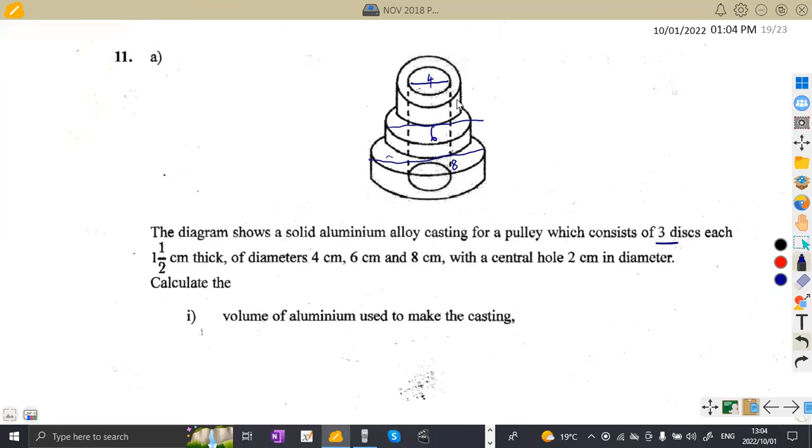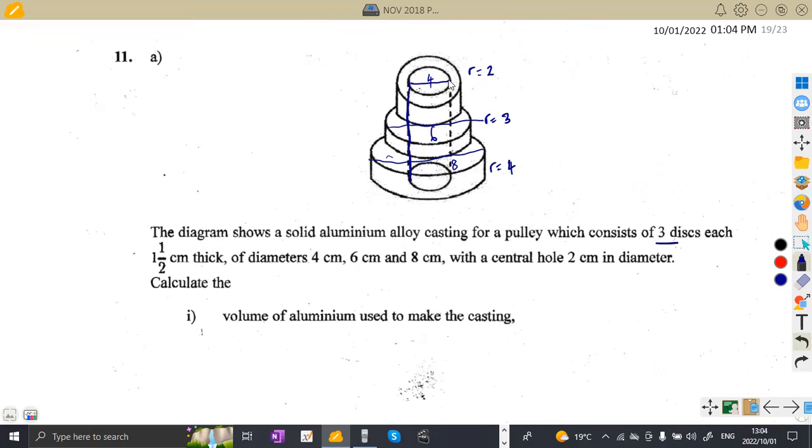Meaning to say, the first one has a radius. Remember, from the diameter we can get the radius, or actually radius is diameter over 2. So it's going to be a radius of 2, from 4 divided by 2. Then this one, 6 divided by 2, which is 3. Then here, the radius is going to be 4, from 8 divided by 2, which is 4 centimeters. Then with a central hole, 2 centimeters in diameter. So there's a central hole here, that is the one we see here.